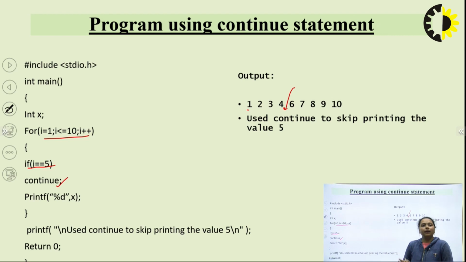So this is the continue statement. It is coming out of the loop, but it is starting execution again of the body of the loop from the next point where it stopped. So we used continue to skip printing the value 5.